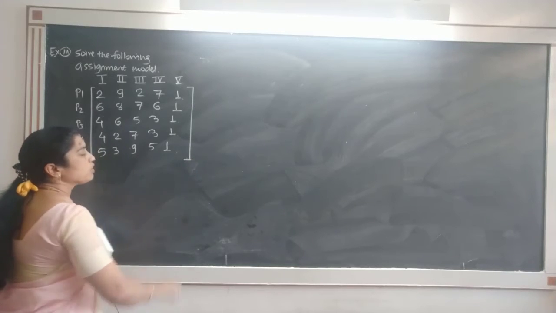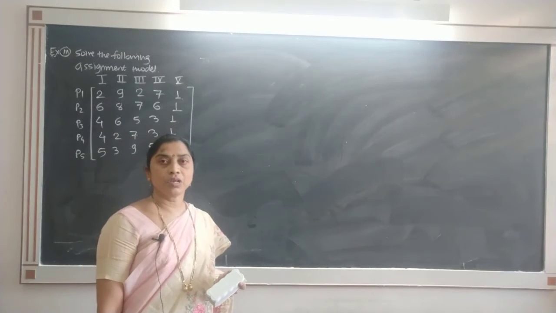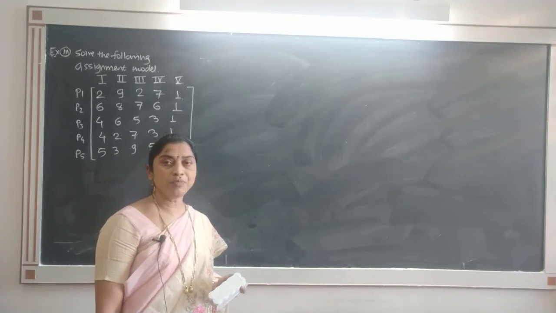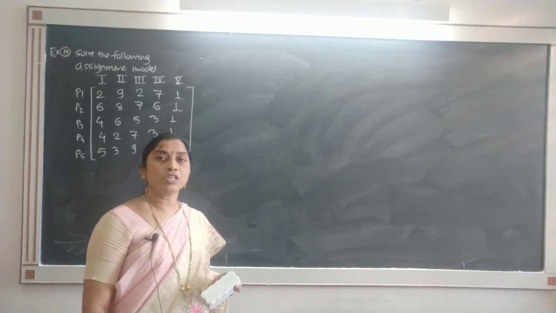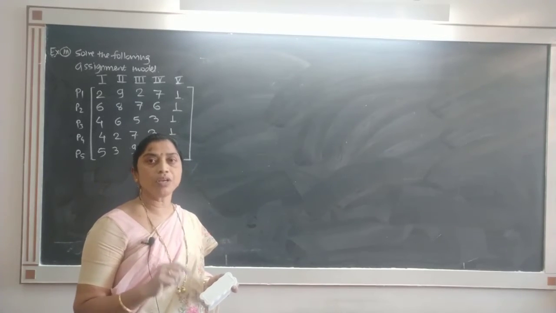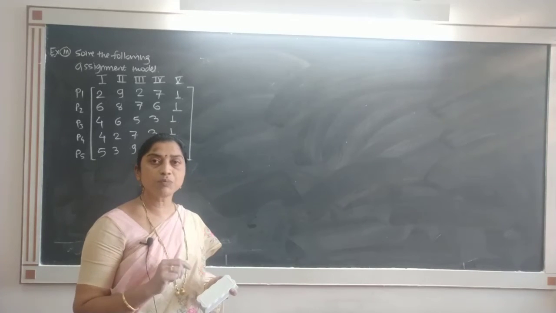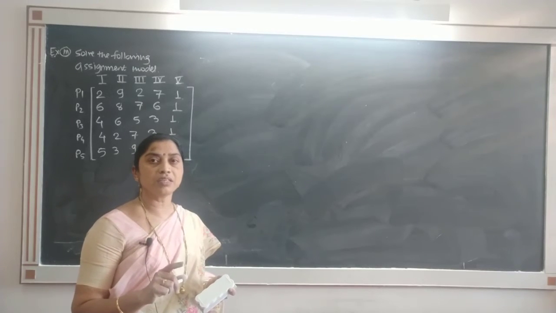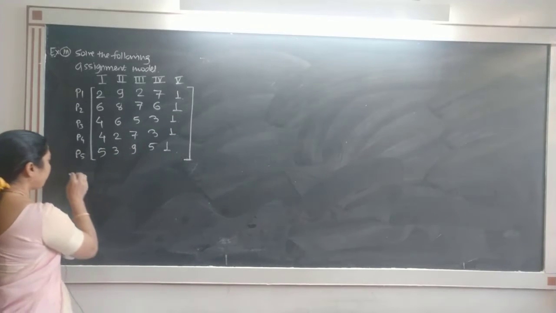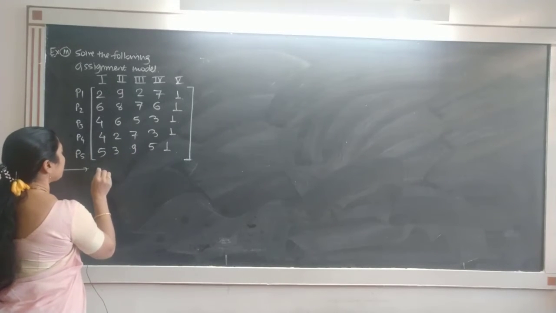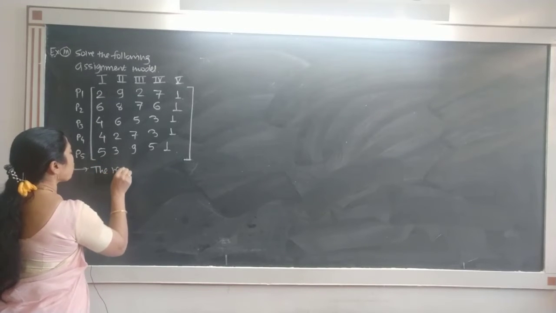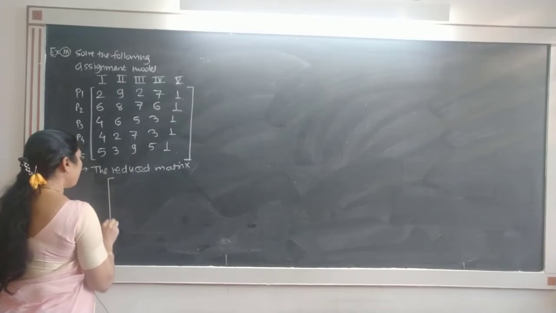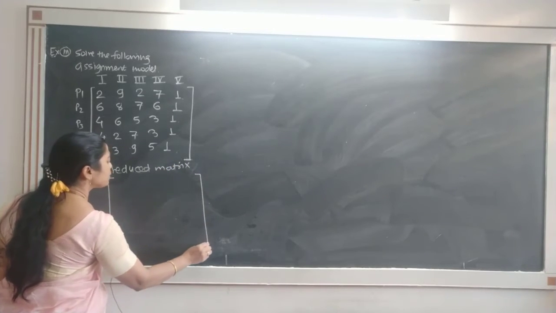Because the matrix is square matrix, we start directly using Hungarian method. In the first step, we want to find the smallest element from each row or each column, subtract it from the corresponding total row or column so that each row and each column contains at least one 0. So consider the first step. The reduced matrix obtained by subtracting the smallest element of every row from that row, we get the first matrix.